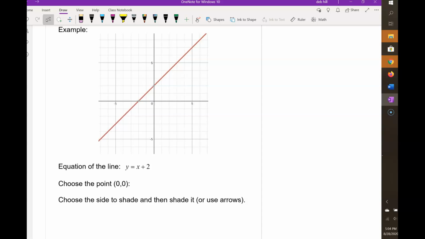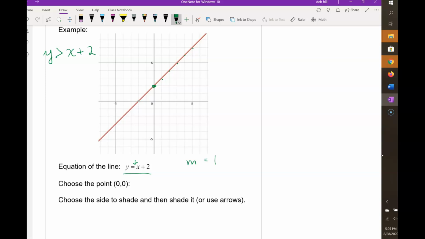The inequality didn't show up on the page here. So we're graphing the inequality y is greater than x plus 2. Okay, so the first thing we do is put an equals and graph that. Well, the y-intercept is 2. The slope, we don't see anything here, so the slope is 1. So up 1 over 1, up 1 over 1, up 1 over 1.